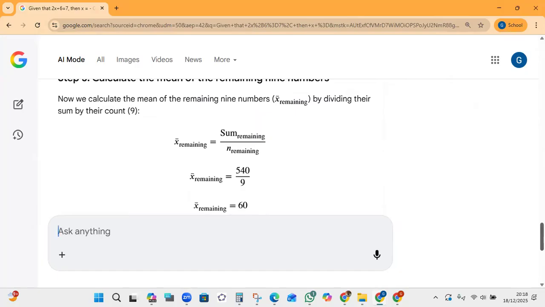So just to go through the video again, you can even type into AI and go through it again, and you can try different numbers, just to keep on practicing.